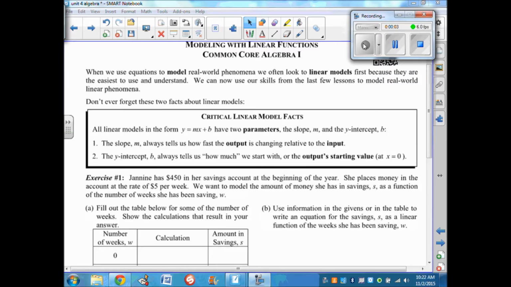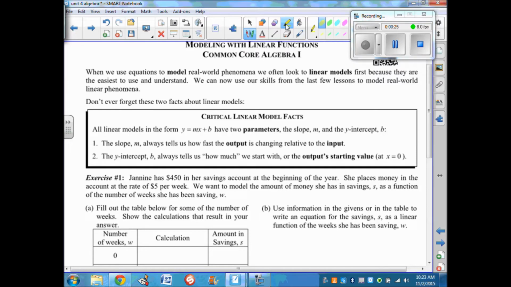Modeling with linear functions. When we use equations to model real-world phenomena, we often look to linear models first, because they're the easiest to understand. So we're going to use our skills from the last few lessons to take these linear models, develop them, and then answer questions about them.